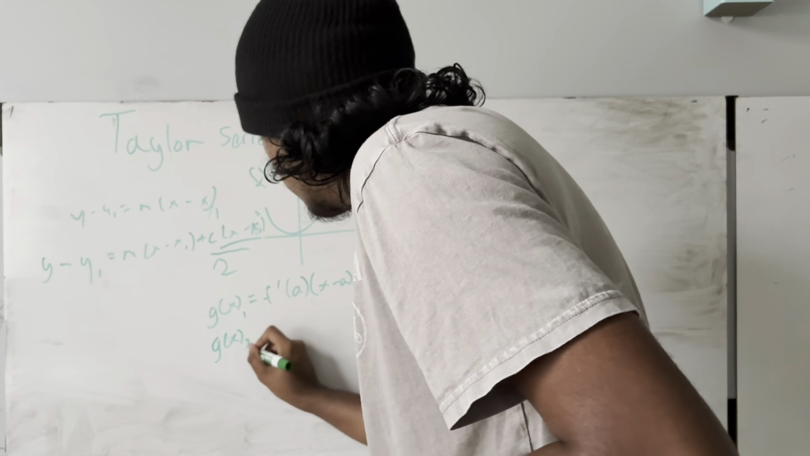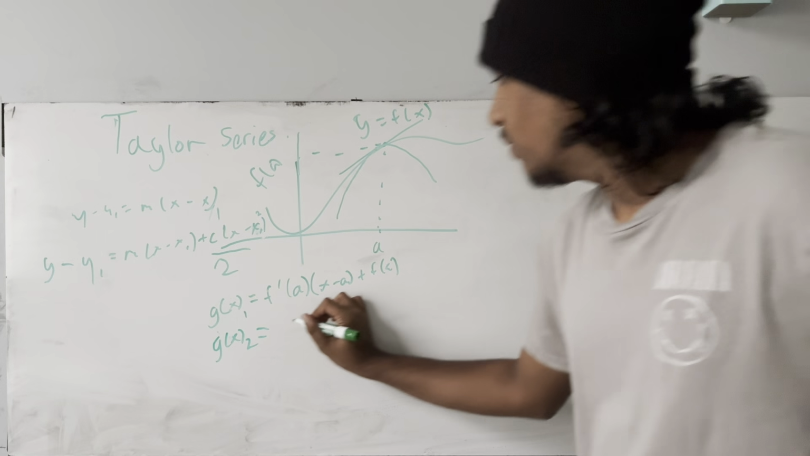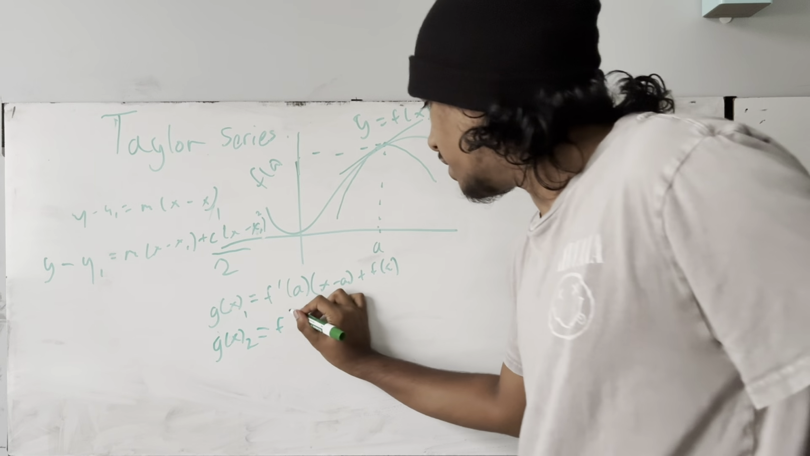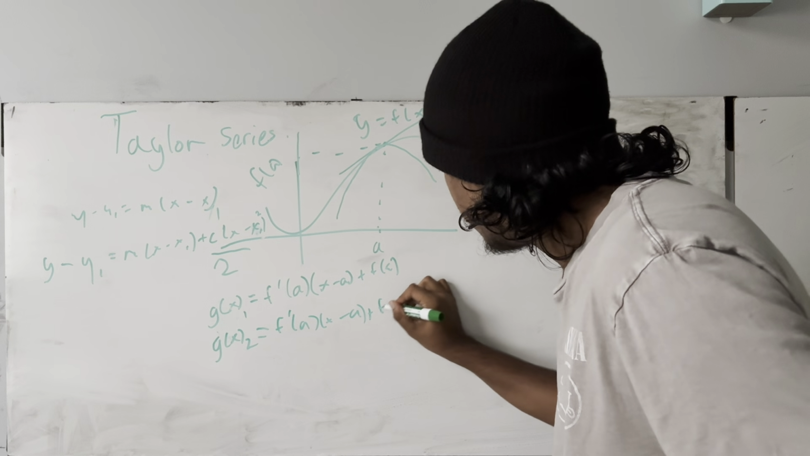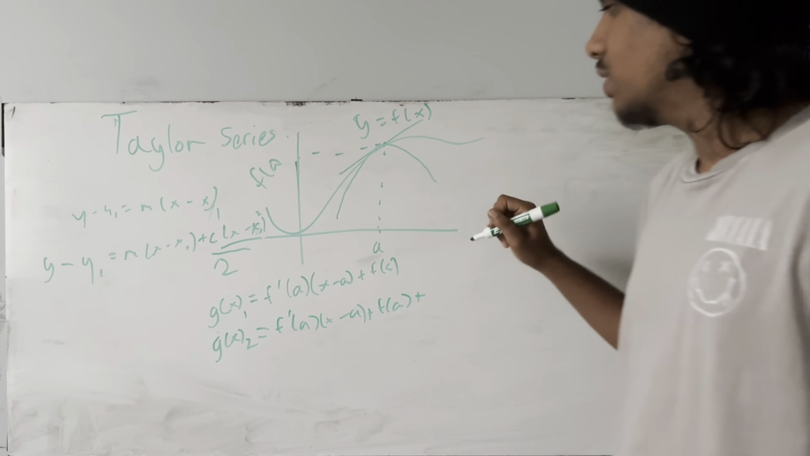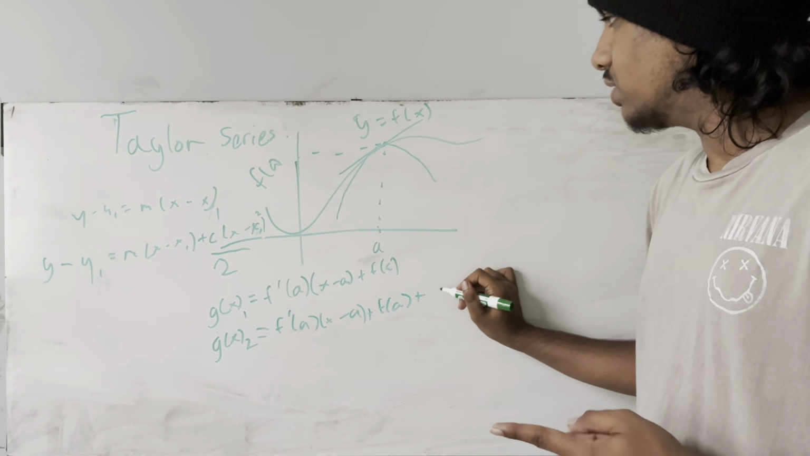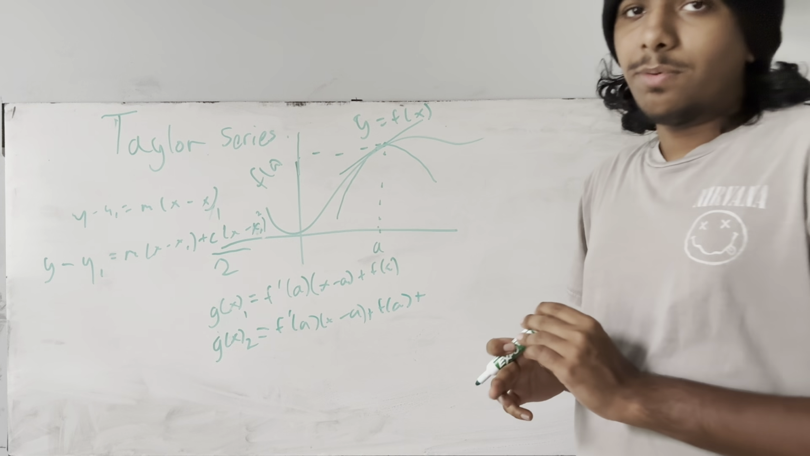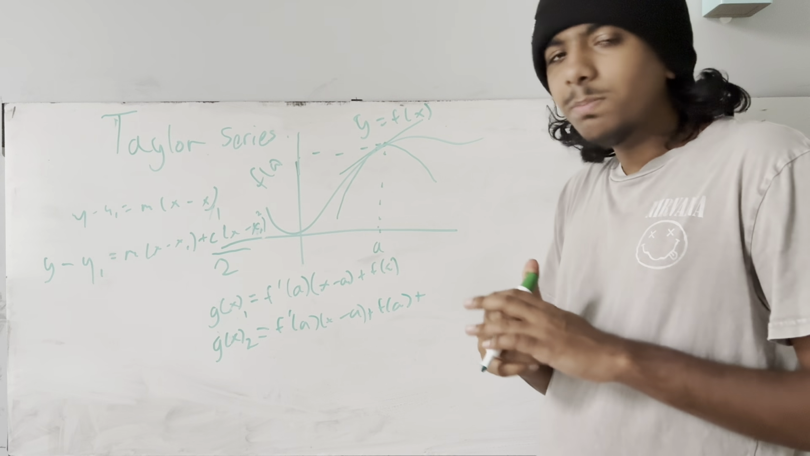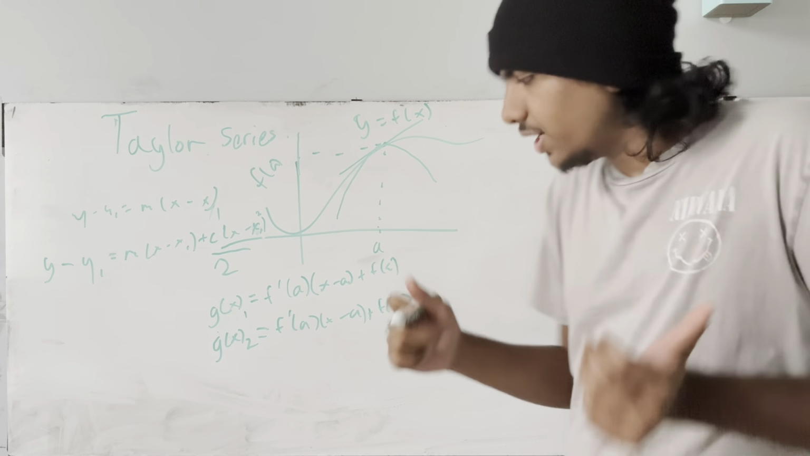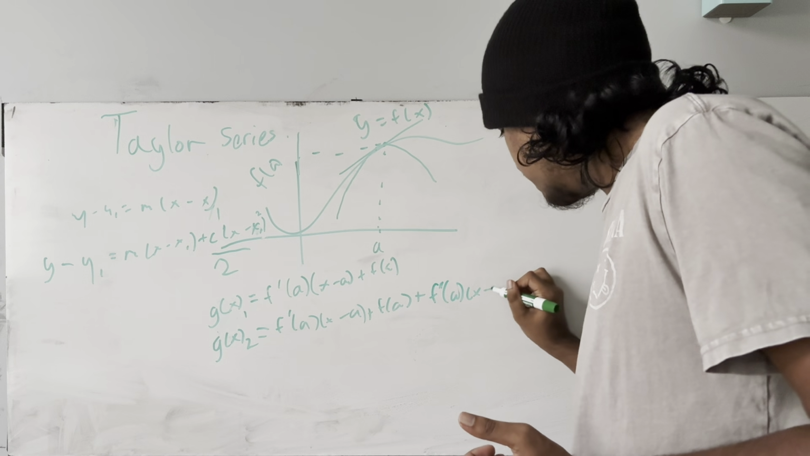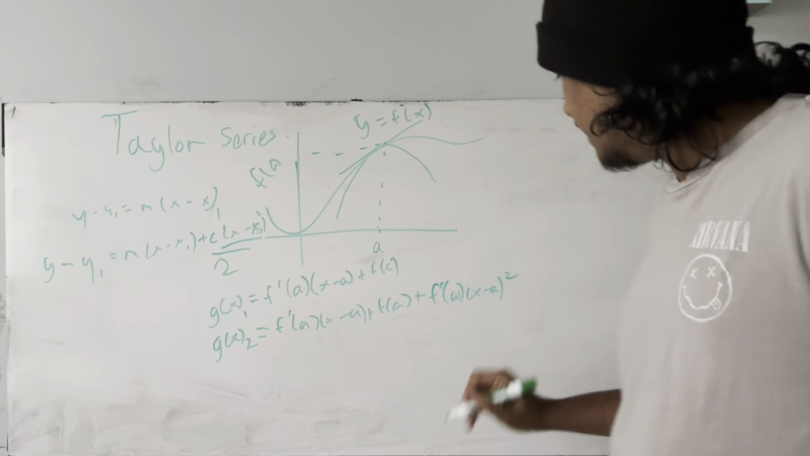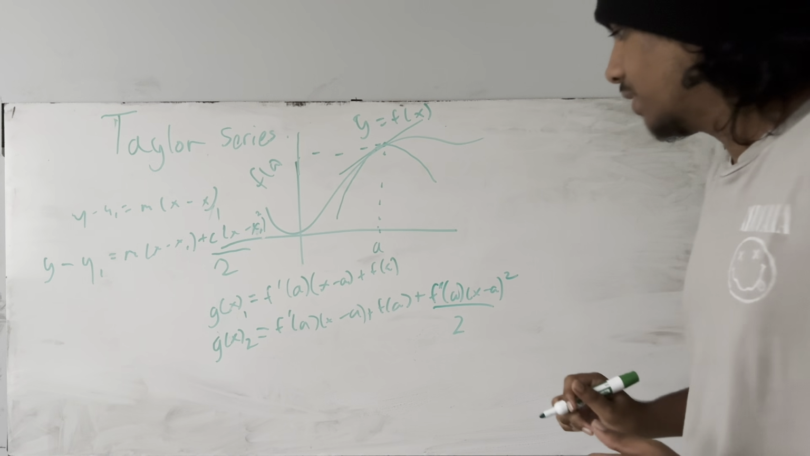G of x2 equals, well, obviously the same. The first part is the same. Plus f of a plus, okay, let's do this. What is the concavity at point A? That's simple. That's just the second derivative at point A. So we're going to do f double prime of a times x minus a squared, like right here, and then we're going to divide by 2.